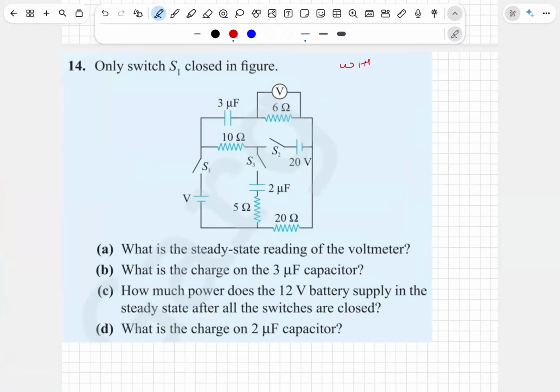With S1 closed, tell me the path. That's the path. Still open. With S1 closed, this was supposed to be the path. But in steady state, no current flows through the 6 ohm. So therefore, what is the steady state reading of the voltmeter? 0. Why is it 0? I said very clearly.